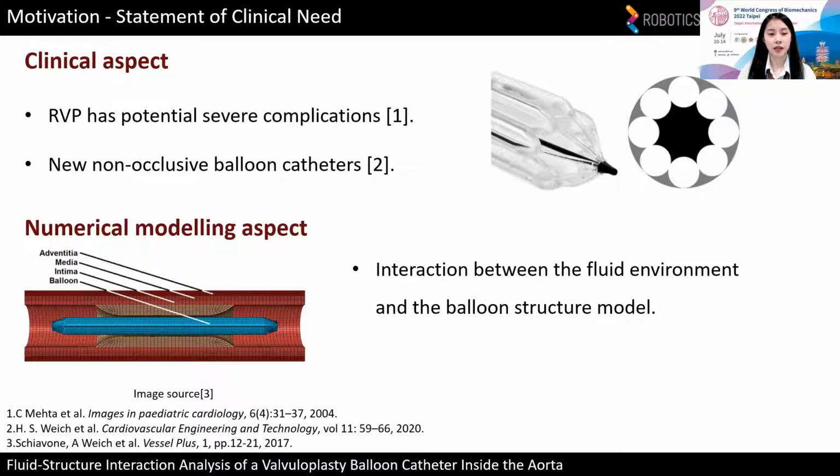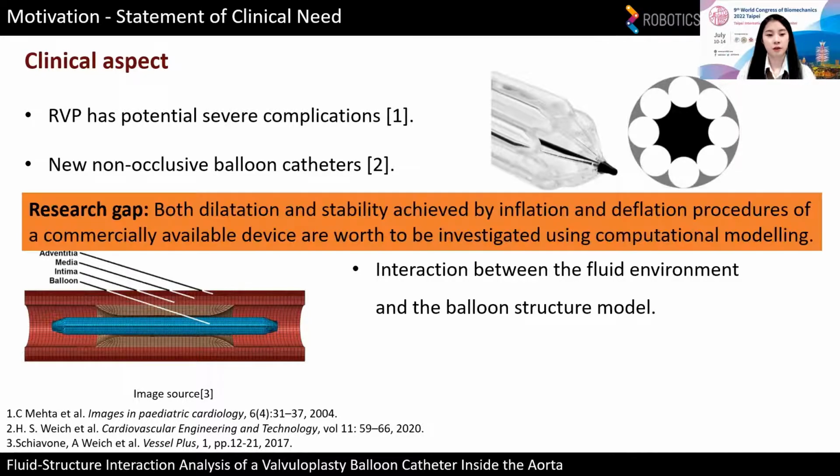On the other hand, the finite element method has been widely used for medical procedure simulation to optimize the design of medical devices such as stent valve prostheses. The left figure shows a balloon inserted inside a stenosed artery for investigating the interaction during balloon inflation. However, the fluid environment including the interaction is needed. Therefore, both the dilatation and stability achieved by the inflation and deflation procedures of a commercially available device are worth investigating using a computational model.